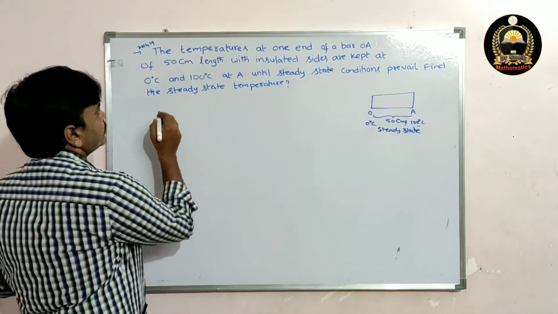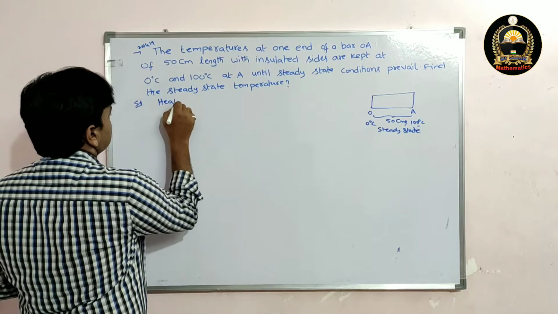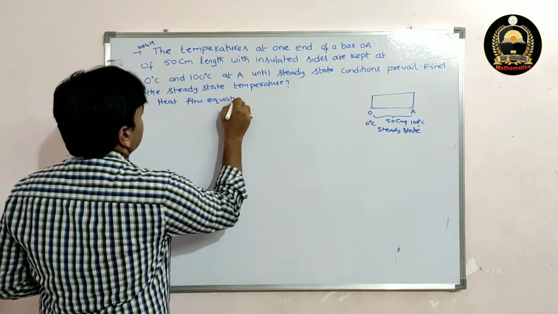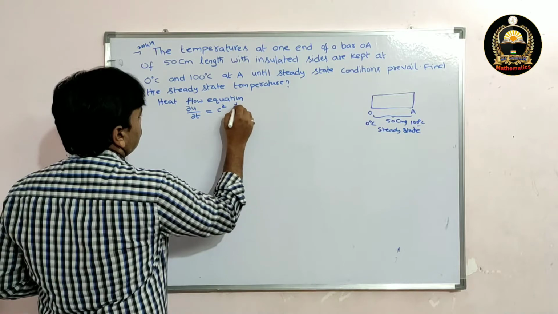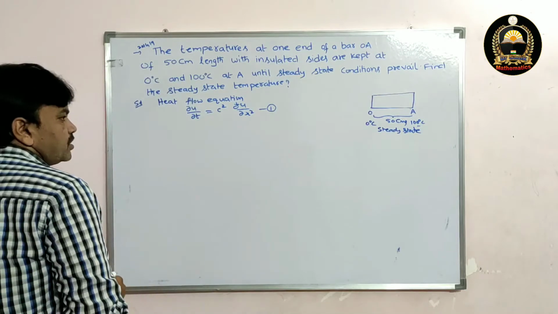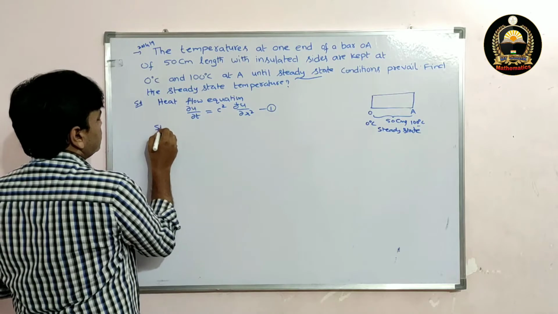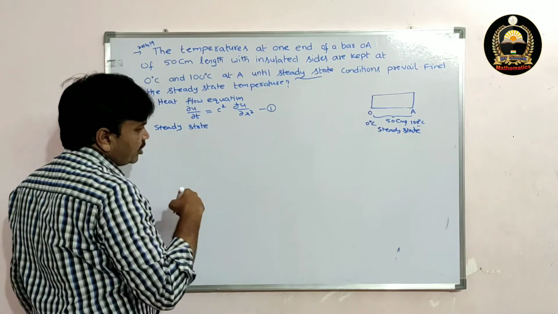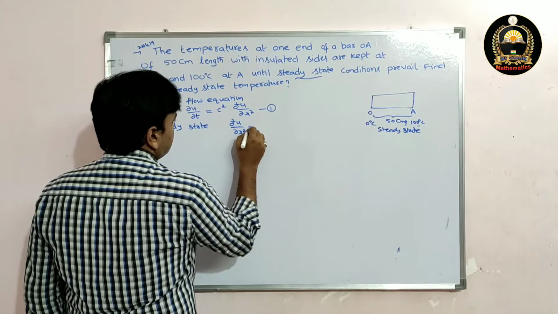Okay, so this problem is a one-dimensional heat flow equation, students. What is the equation? Dou u by dou t is equal to c square into dou square u by dou x square. Say this is 1. Here the state is steady state. When it is steady state, time is independent, so we get dou square u by dou x square equal to 0.